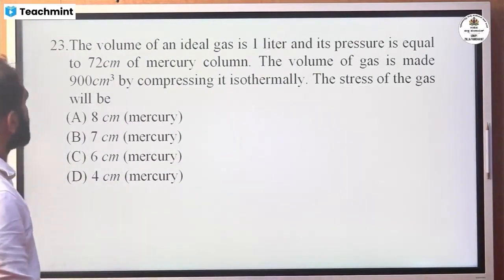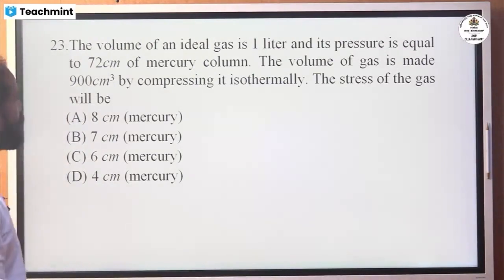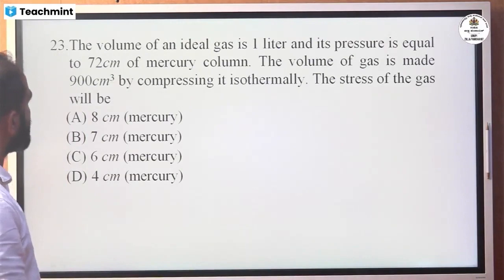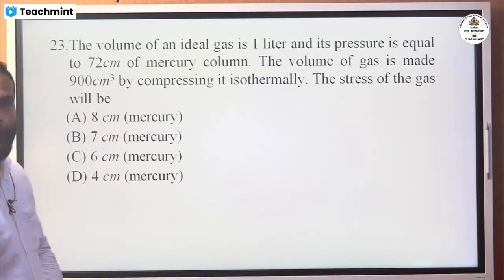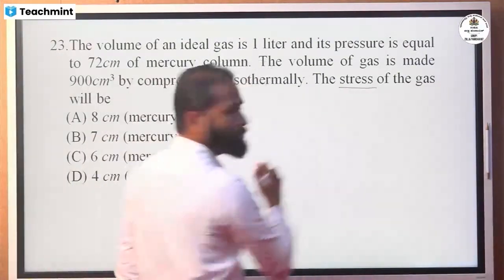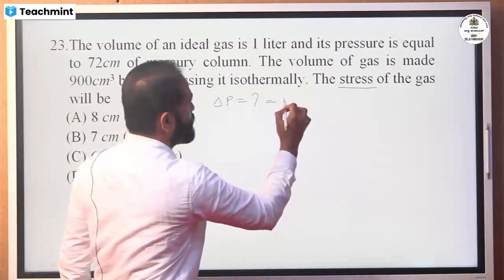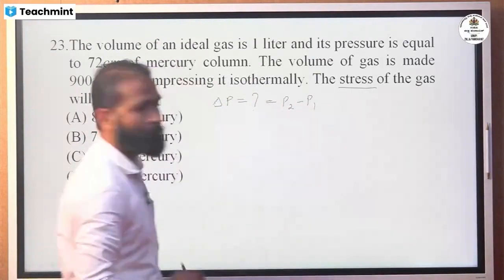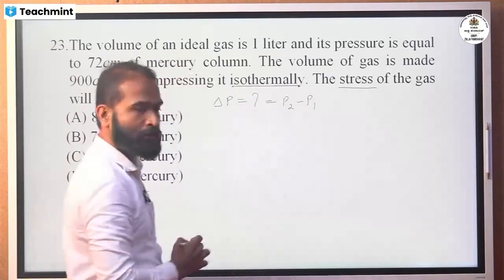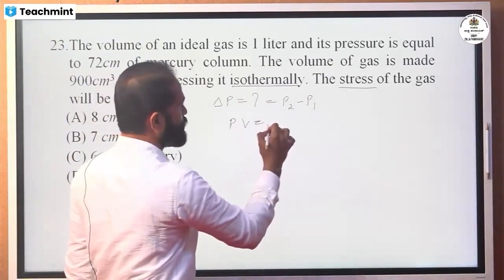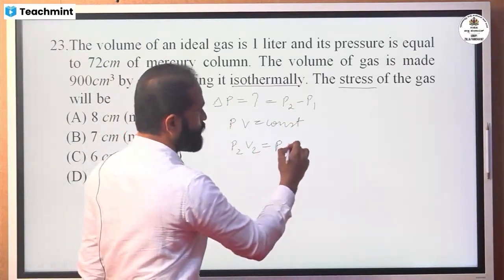Let's solve question number 23. The volume of an ideal gas is 1 liter and its pressure is equal to 72 centimeter of mercury column. The volume of gas is made 900 cm cube by compressing it isothermally, the stress of the gas will be. What is asked is stress. Stress is nothing but change in pressure, delta P. So delta P is simply P2 minus P1. This quantity we have to find out. The process given here is isothermal, so we can use the equation PV is equal to constant, or you can write P2V2 is equal to P1V1.